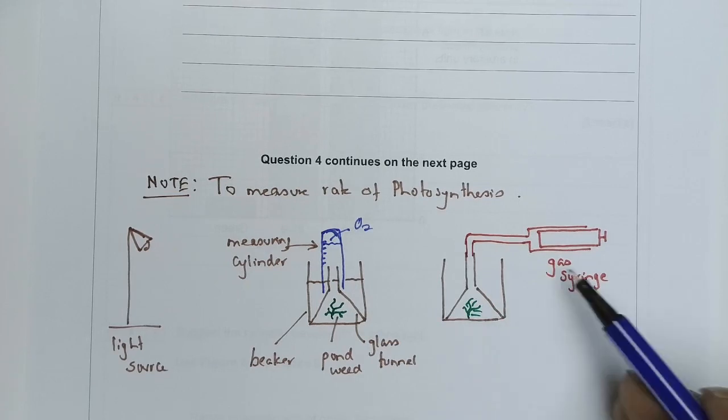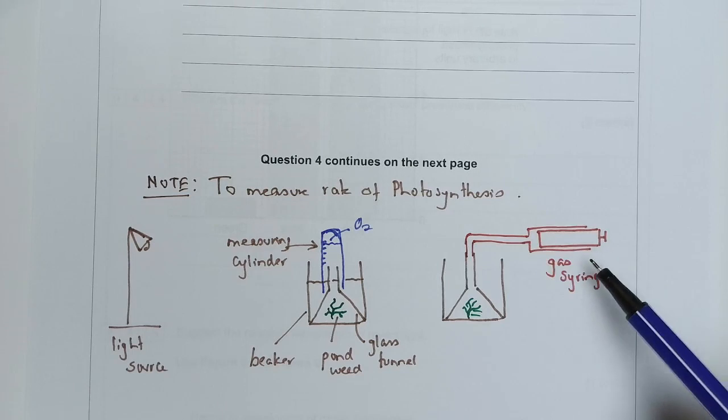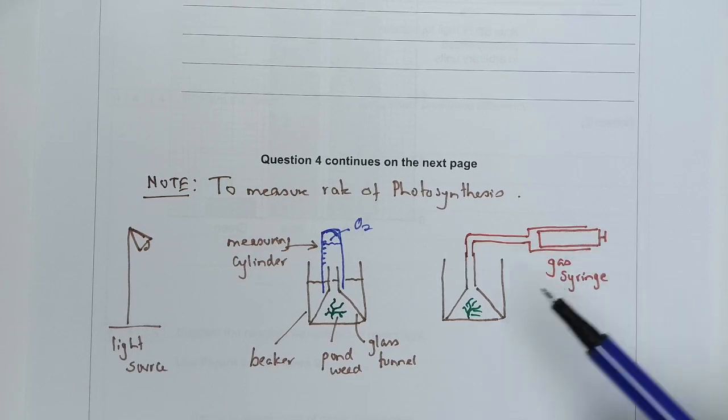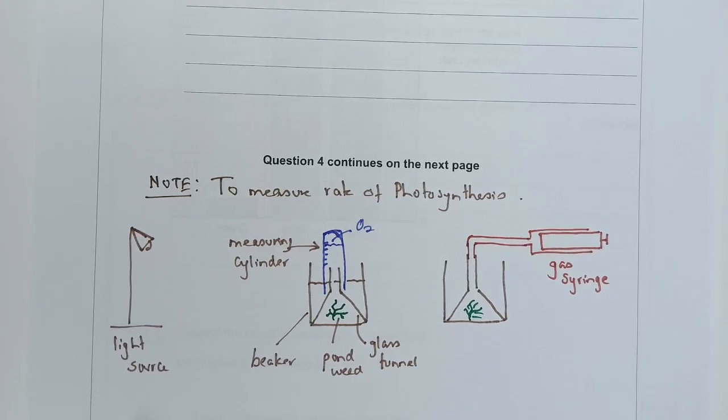Or you could measure the volume of gas that is given off using a gas syringe. I think the gas syringe is a little bit more fiddly than using the measuring cylinder, but I think this is much more accurate. Now, you would keep the distance between the light source and the setup constant, and you would change just the color of the light, because you want to keep the distance between the light source and the pondweed the same. So let's go back and have a look at how we can answer this question.